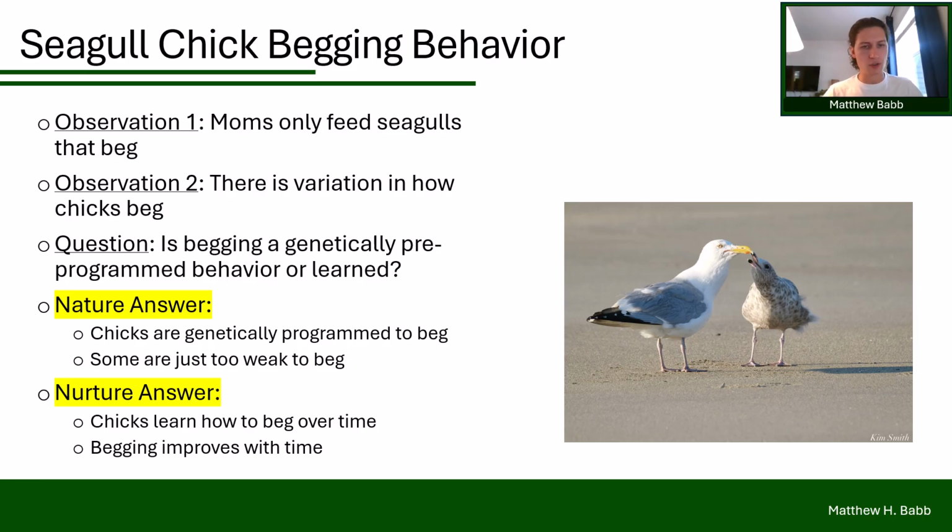But the nurture answer would suggest that chicks do learn how to beg over time, and that begging improves as they learn. And so some chicks are just bad at begging because they have not been able to learn, whereas other chicks are much better because they've had more experience. And so as animal behaviorists, we can try to answer this question.